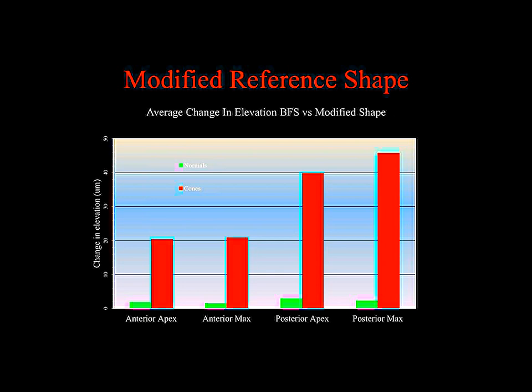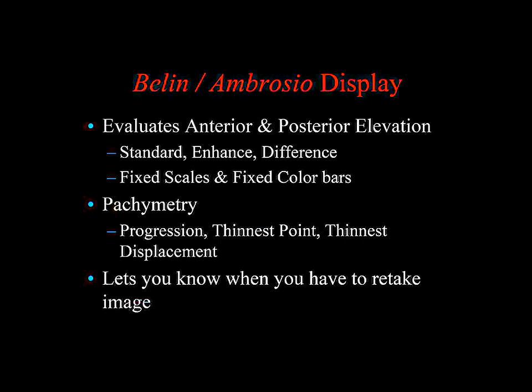Graphically, that's what you can see here. The normal eyes are in green, the abnormal eyes were in red, and these numbers represent the elevation change from the standard best fit sphere to the enhanced reference surface. So what we actually found out was, by looking at how much elevation change we get going from the standard to the enhanced, we were able to selectively separate normal from abnormal corneas.